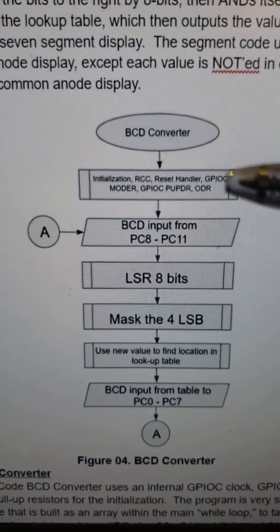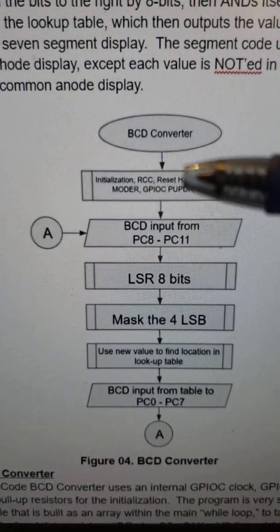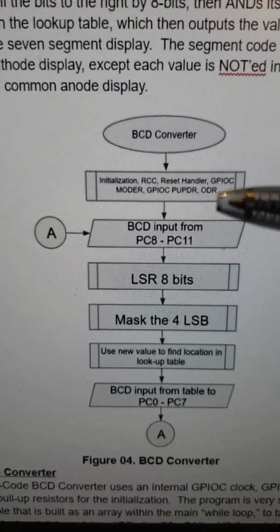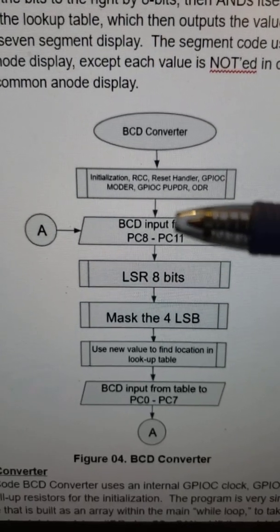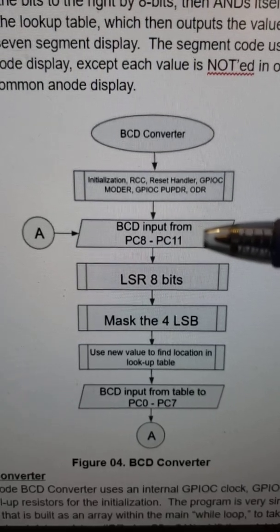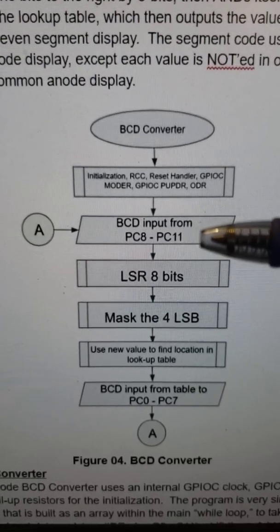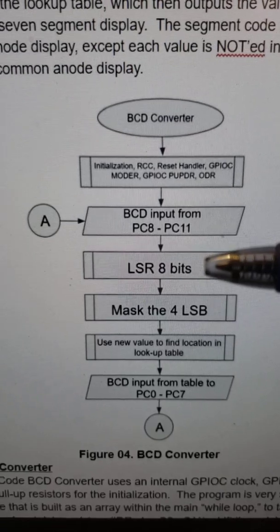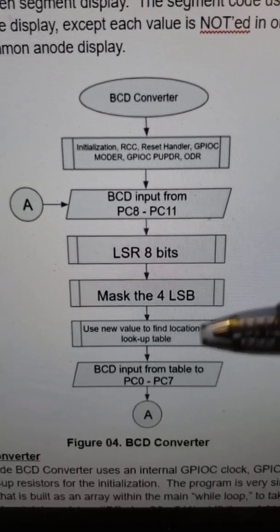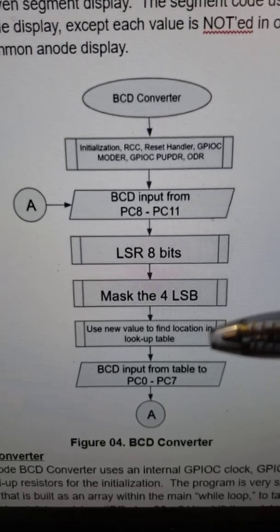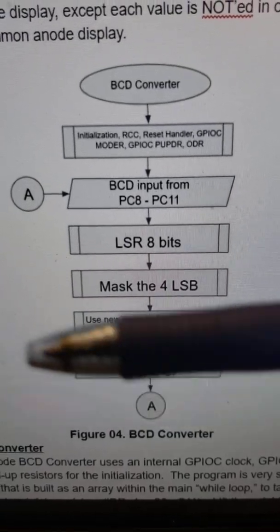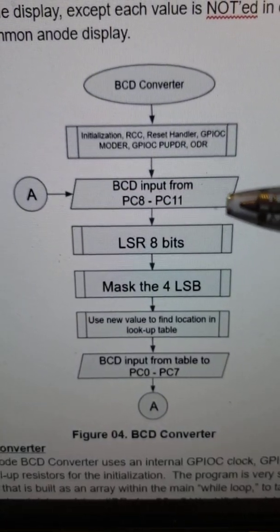a BCD converter. We're going to initialize the GPIO-C modes, the pull-down resistors, and the output data registers for output C. So we're going to have an input value from pins PC8 through PC11 on the dip switches. It's going to take those values, logically shift them right, and mask the least significant bits. It's going to use that value to look up what's inside the table, and then output those to PC0 through PC7. And then it's just going to repeat that in case any of the values ever change.